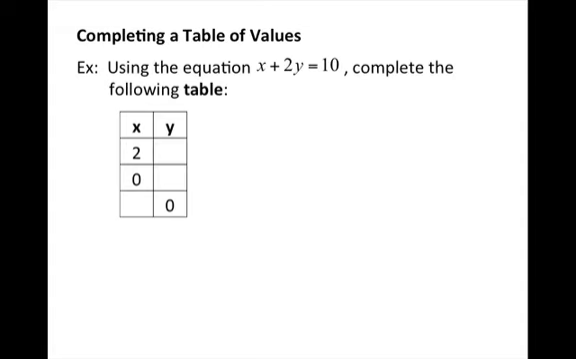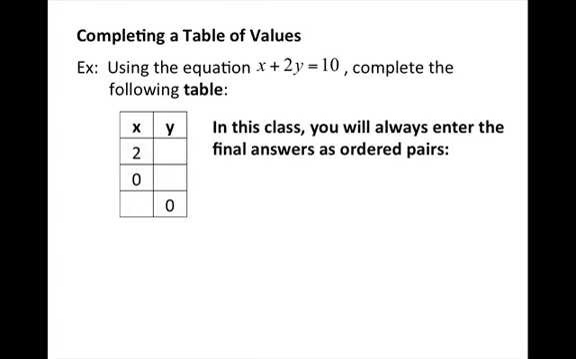Well, let's look at completing tables of values. Suppose I have the equation x plus 2y equals 10, and I want to complete the following table. In the first line of my table, the x is a 2, and I want to find the y value. I find the y value by plugging a 2 into the x in the equation and solving for y. When I get that value, I'm going to write these as an ordered pair. So in this class, you're always going to enter the final answers as ordered pairs.